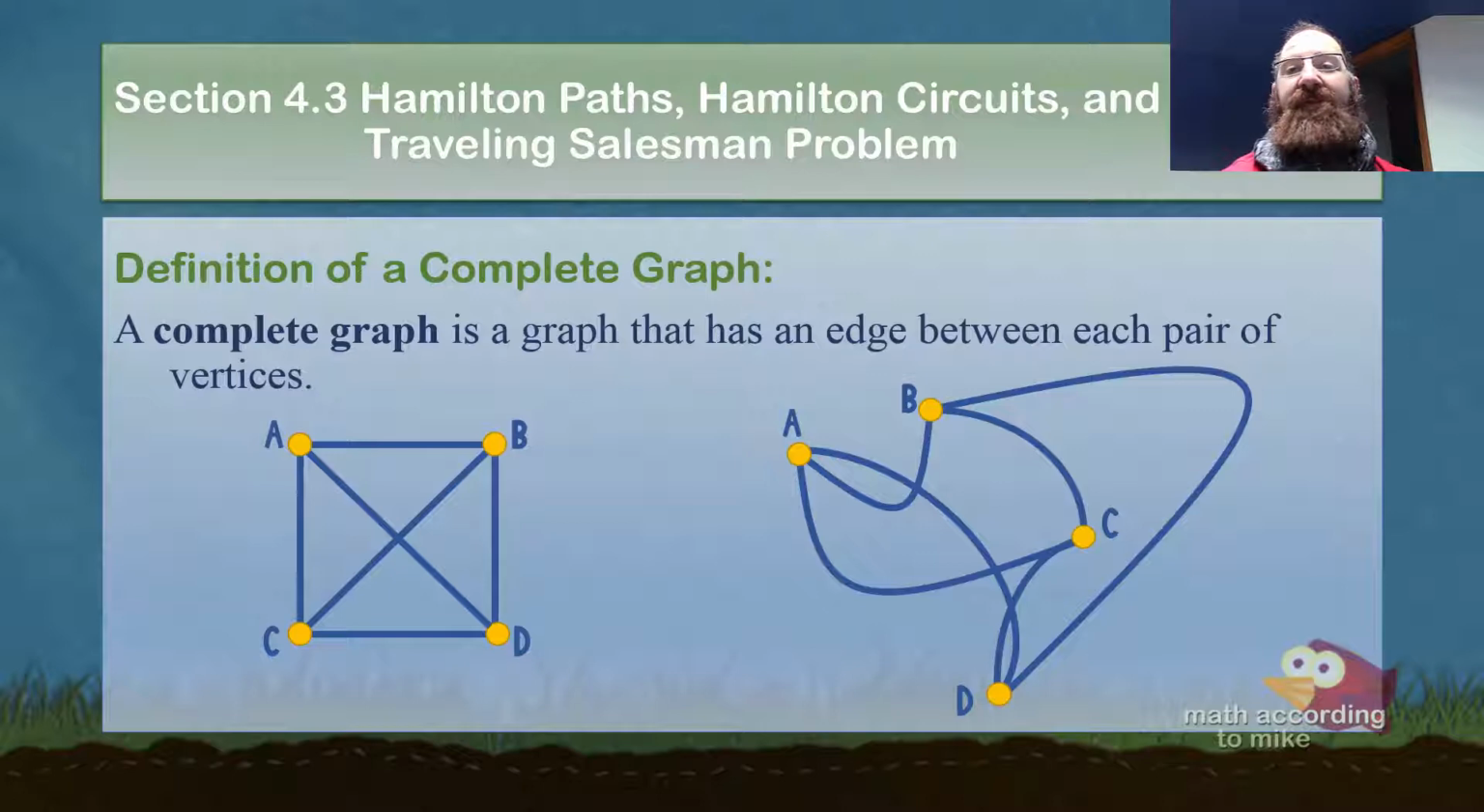The graph on the right is also complete. A goes to B, C, and D. Blah, blah, blah. Finish the song if you want to.